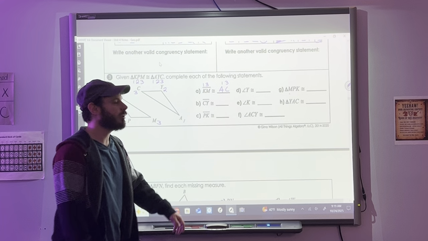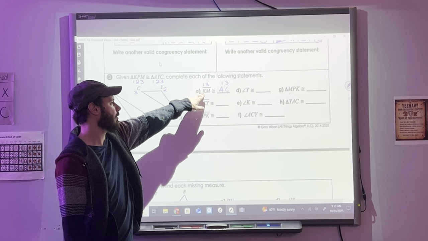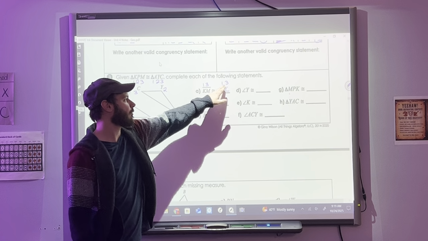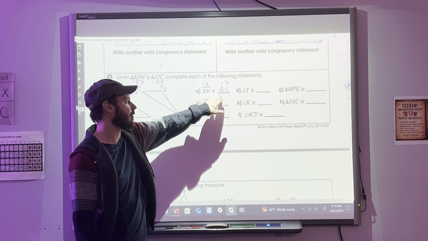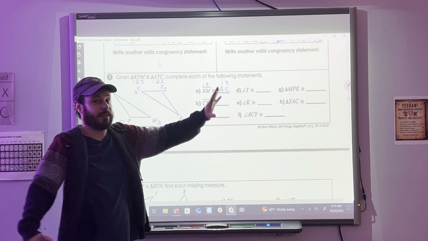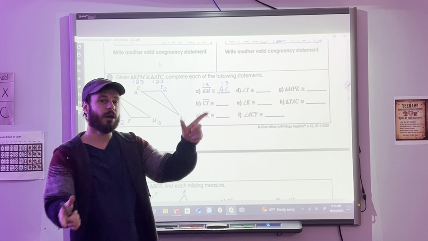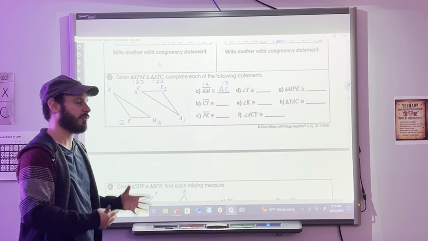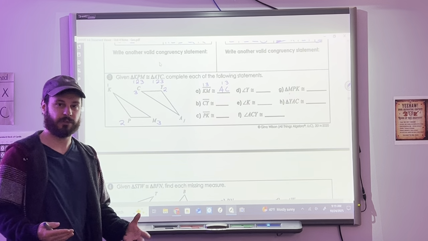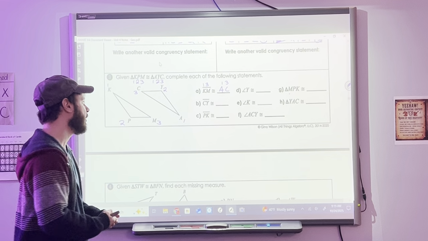What I don't want you to do is say 1, 3 is 3, 1. Don't tell me KM is congruent to CA. It's technically a true statement, right? Like the length here is congruent to the length here, but order matters when we name this. Confusing geometry stuff, okay? Just keep it in order. 1, 3 to 1, 3.